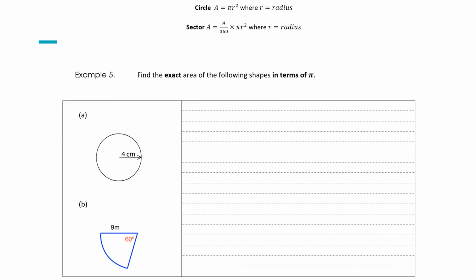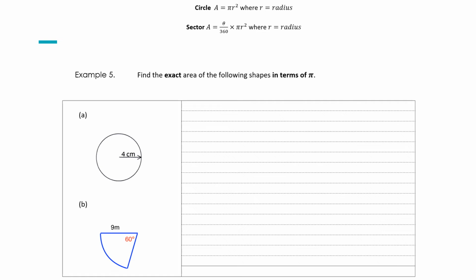All right, example 5. So this has two parts. We're finding the area of a circle and the area of a sector. Now, these ones, the only tricky or interesting thing to make it not so straightforward is this word here. Find the exact area of the following shapes in terms of pi.